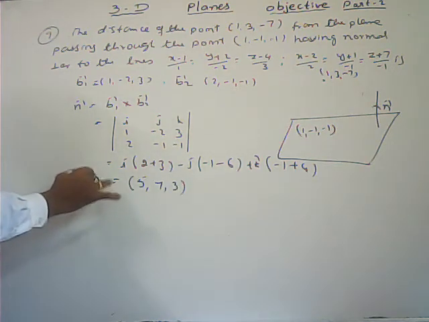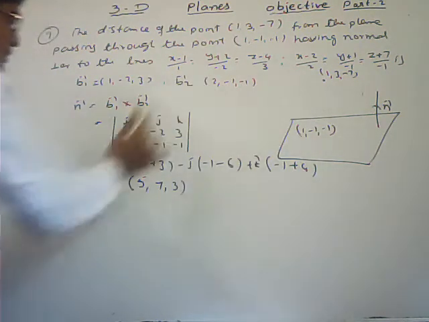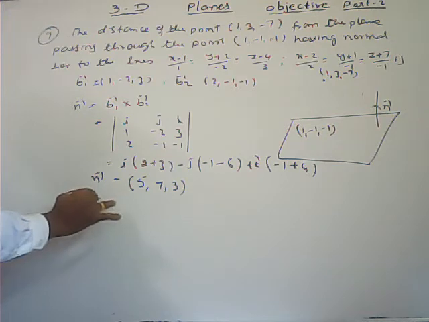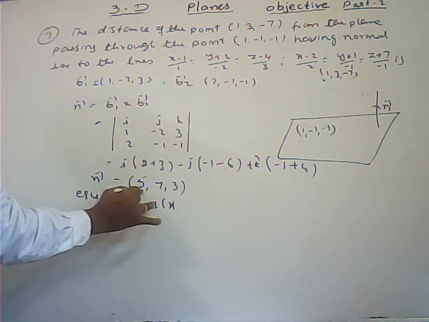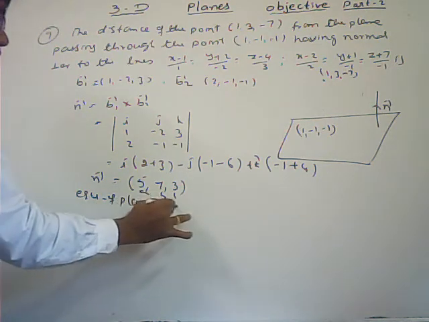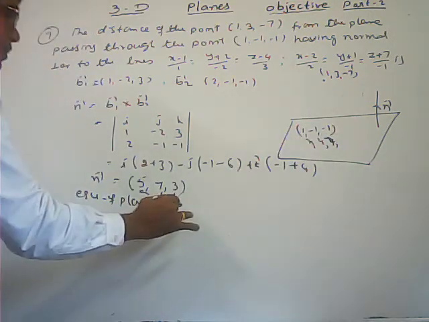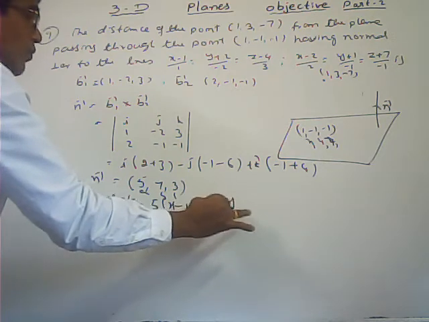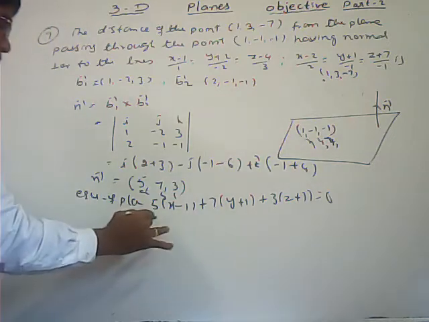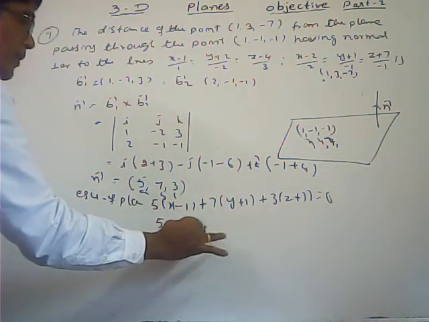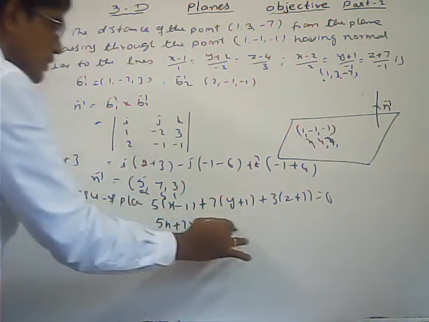That is equal to 5, 7, 3. The normal direction ratios of the plane are 5, 7, 3, and it passes through this point. Then the equation of the plane: a into (x minus x1), these are the A, B, C only, this is the point, plus b into (y minus y1) plus c into (z plus 1), that is equal to 0. Here 5x plus 7y plus 3z minus 5 plus 7 plus 3, that is plus 5, is equal to 0.